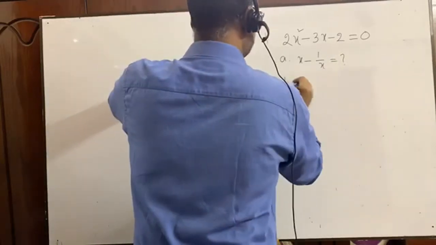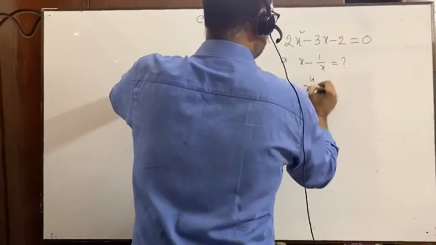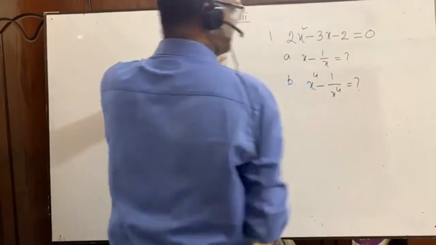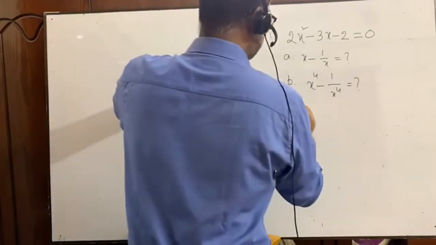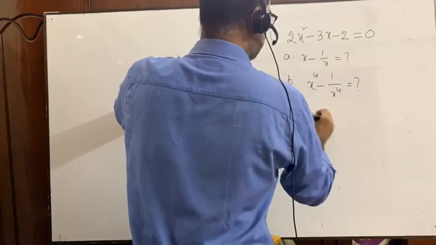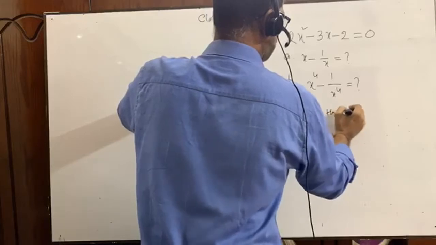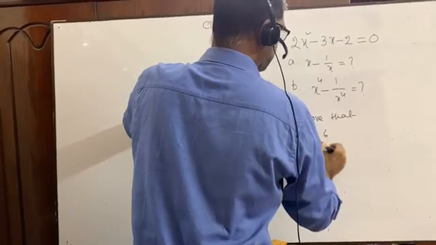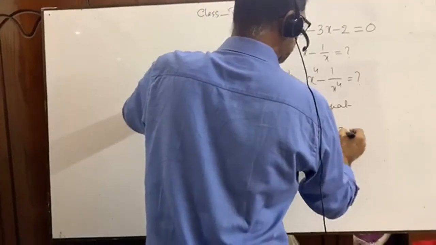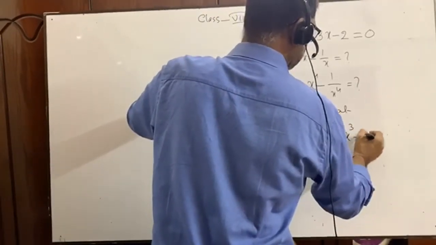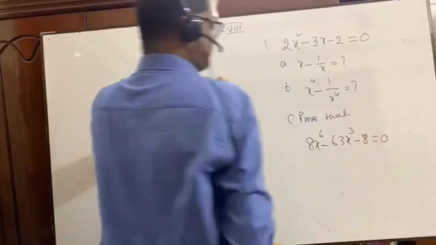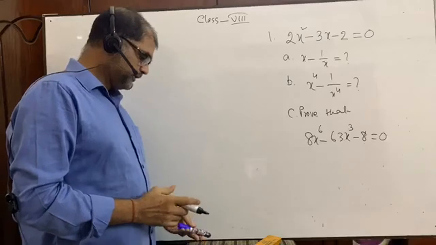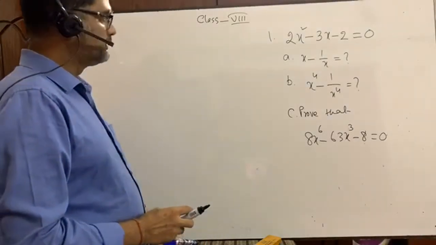Number B, x to the power 4 minus 1 by x to the power 4 equals what? Number C, prove that 8x to the power 6 minus 63x cube minus 8 equals 0. So dear students, let's start doing the math.